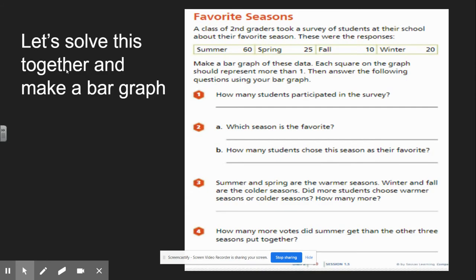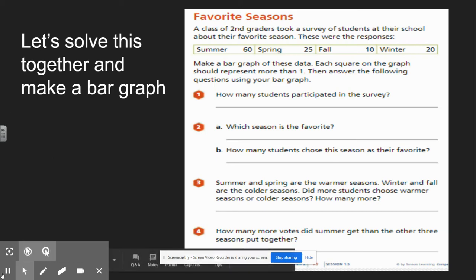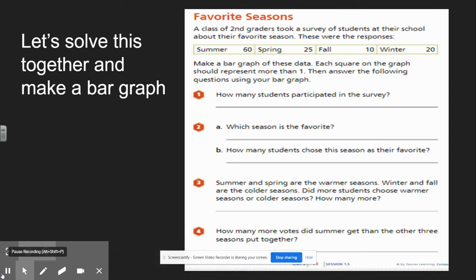So let's solve this together and make a bar graph first. A class of second graders took a survey of students at their school about their favorite season. These were the responses. Summer, 60, spring, 25, fall, 10, and winter, 20. Make a bar graph of these data. Each square on the graph should represent more than one. Then answer the following questions using your bar graph.